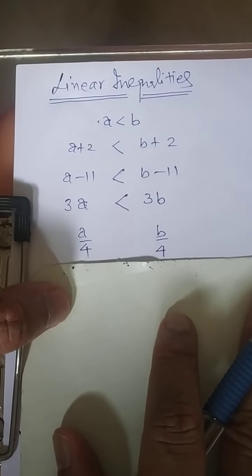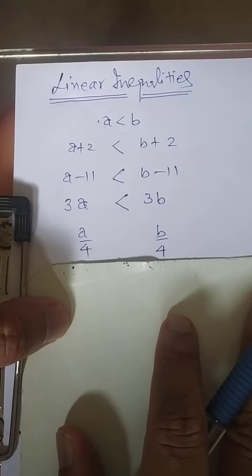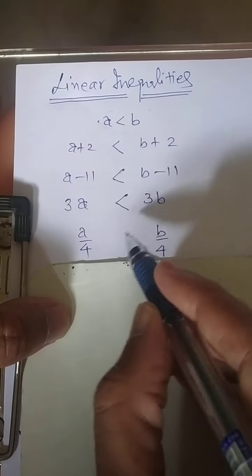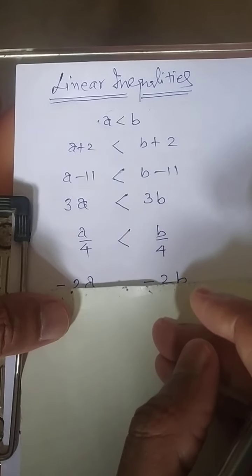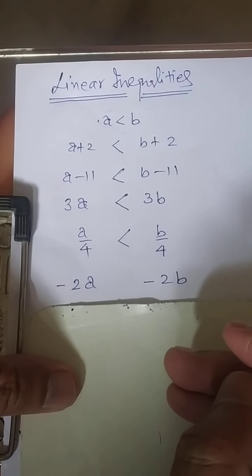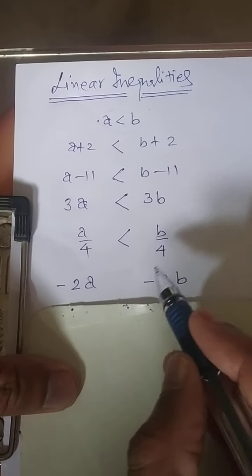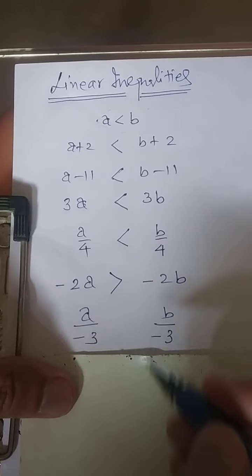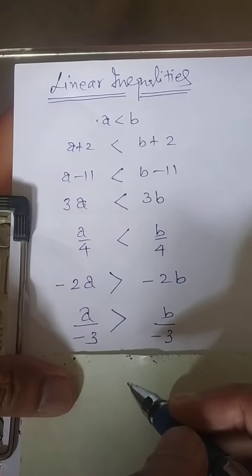If it is divided by 4, let's take it properly. Is it less than or greater than? Still you are getting less than. If you multiply with minus 2, which number is more? Okay, the number which you are getting by this is more. If you divide by minus 3, this is more.